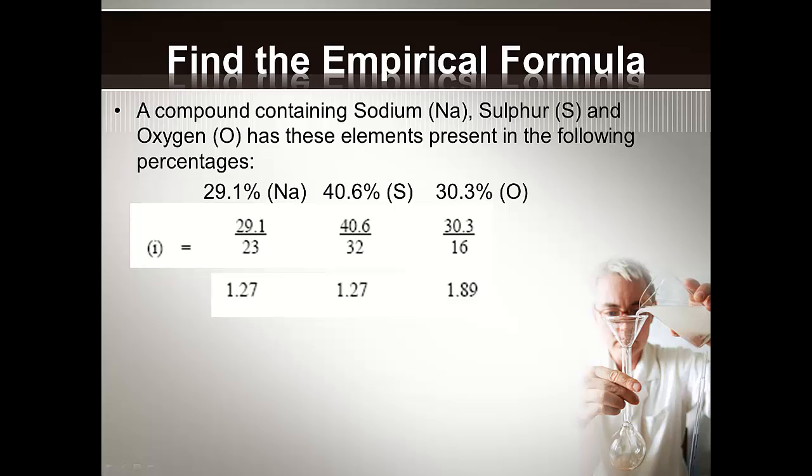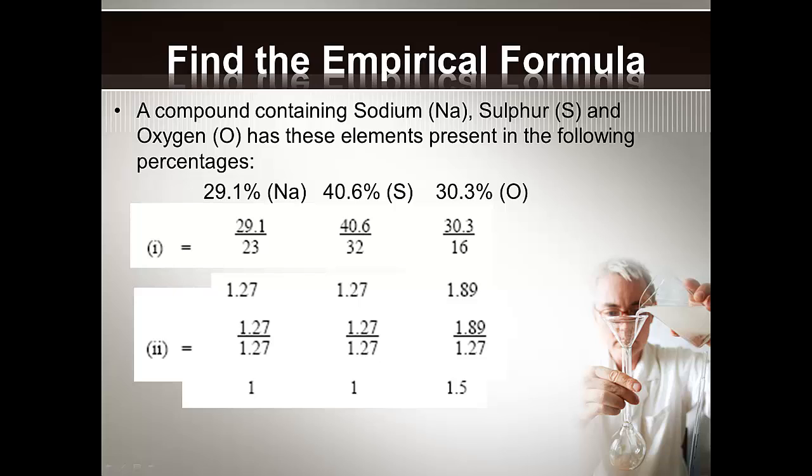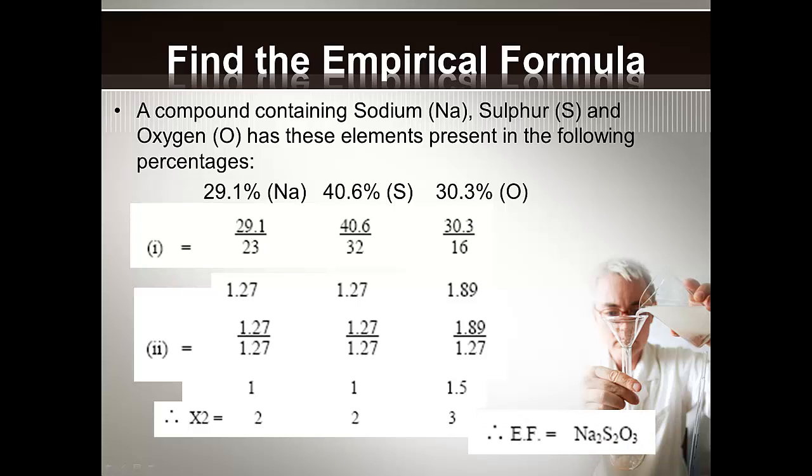So if we divide by the lowest number that we get, which is 1.27, we can get 1 is to 1 is to something else. So it could be, let's divide by 1.27, 1 is to 1 is to 1.5. Now we don't have whole numbers yet. If we double it, we will. Times 2. 2 is to 2 is to 3. So we're going to have Na2, S2, O3. Empirical formula, Na2S2O3. Not the molecular formula. Okay, we might have to double that or triple that to get the molecular formula, but that's the empirical formula.